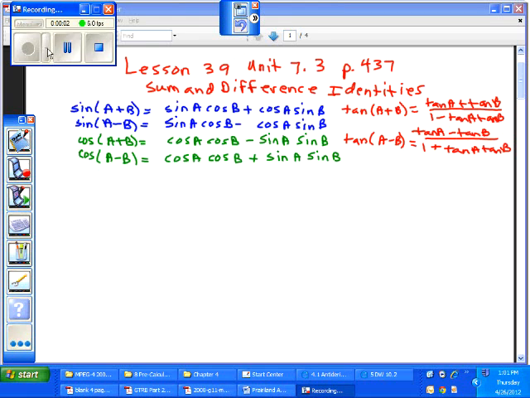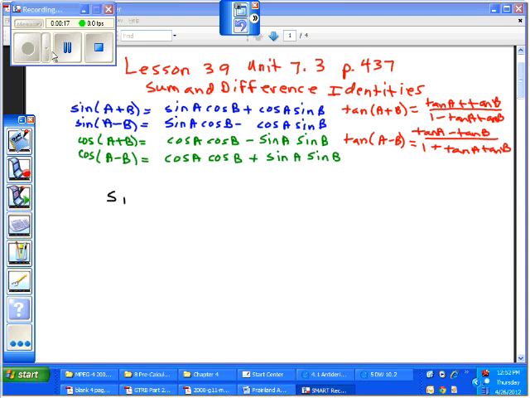We're on lesson 39, unit 7-3 of the pre-calculus book, page 437. We're talking about sum and difference identities, and let's talk about the reason we need them first of all.